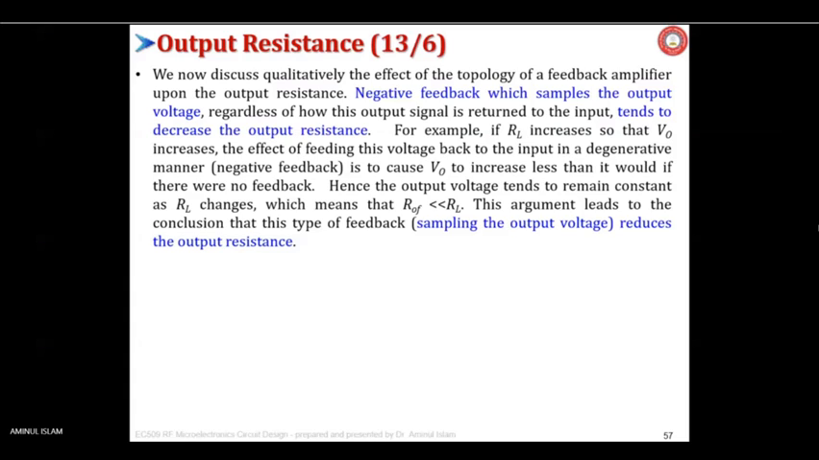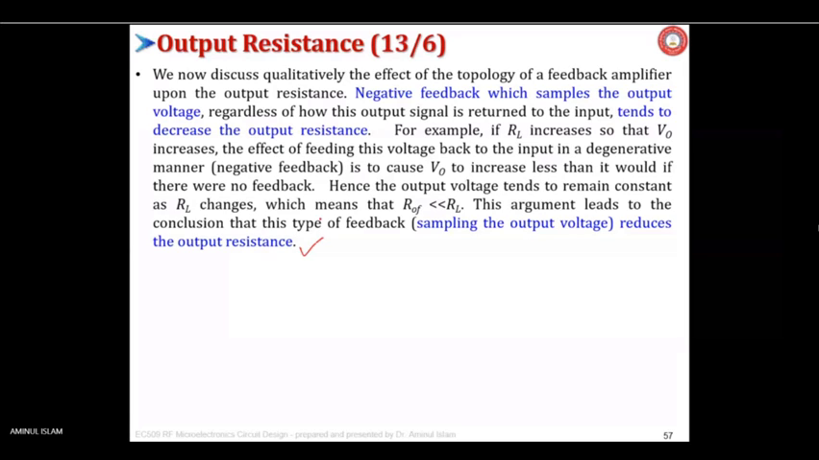So, output resistance. Output resistance of the amplifier proper. It is totally internal. There is no connection with the external load resistance like RL. So ROF, output resistance with feedback, should be much less than RL. This argument leads to the conclusion that this type of feedback, sampling the output voltage, reduces the output resistance.